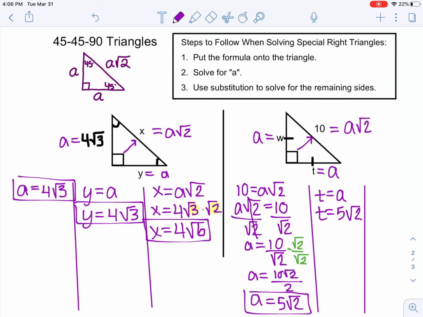Then our other leg, we have A equals W or W equals A. Same thing, I just flipped it right away. And I'm just substituting in for A again. So W equals 5 root 2. So now we have all three of our sides solved for.